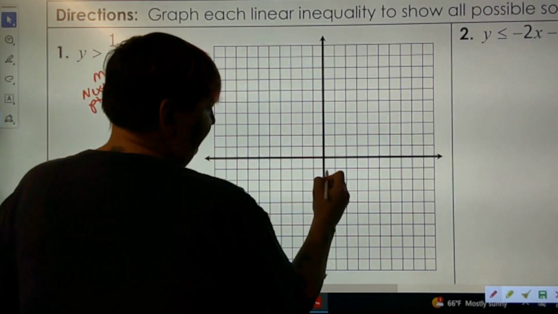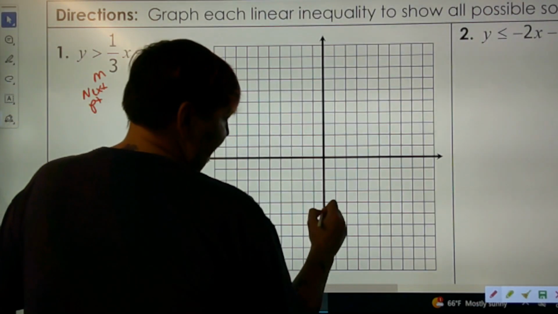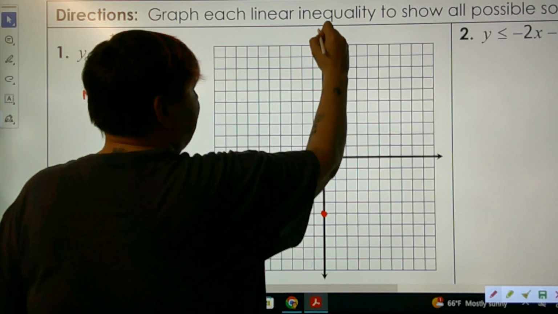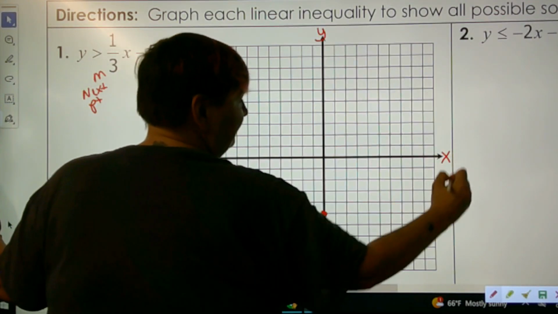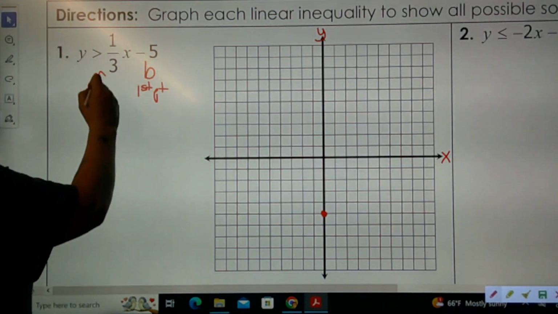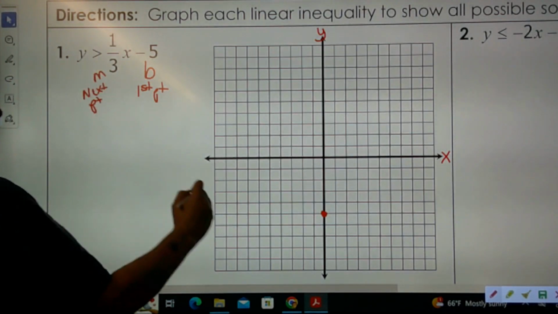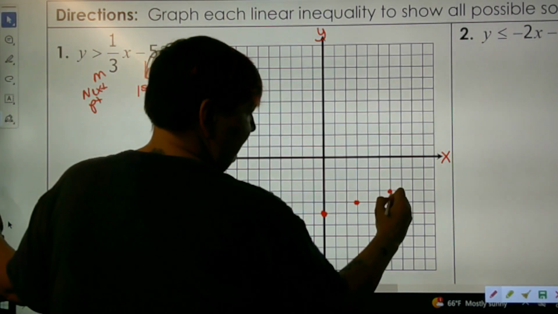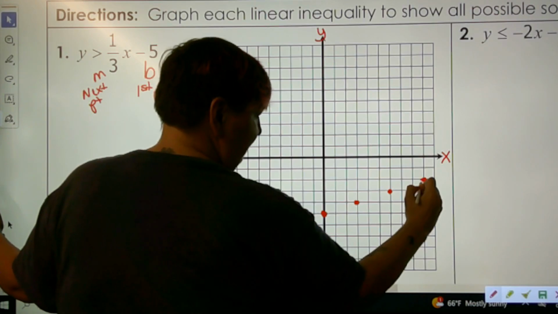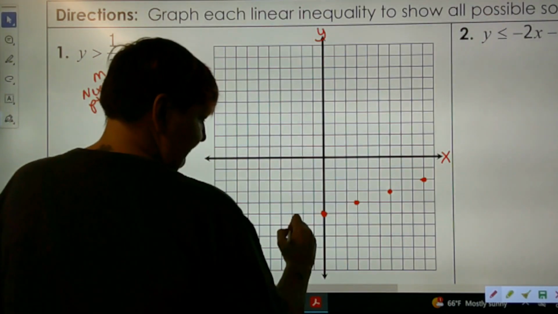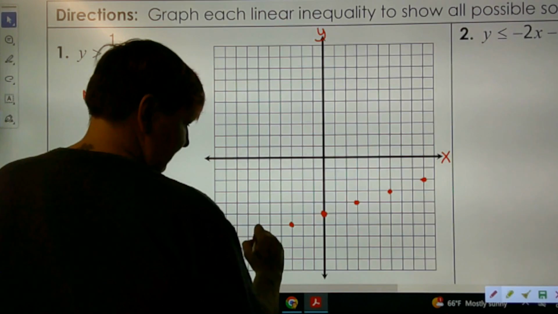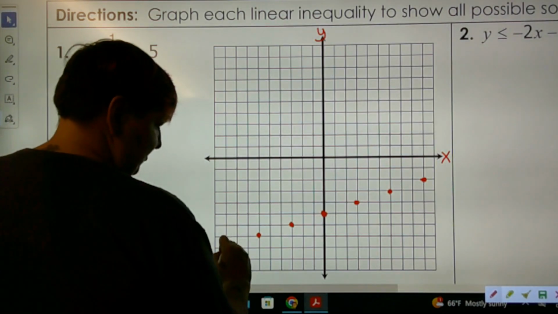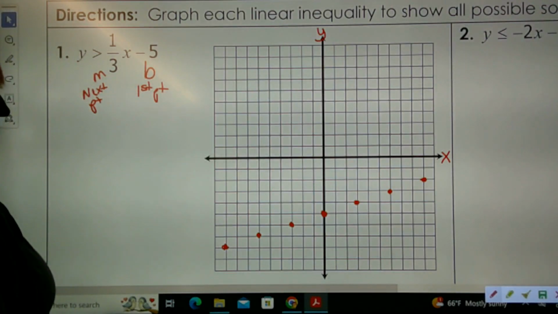-5, -1, -2, -3, -4, -5 on the y-axis. Next point, up 1, right 3. Up 1, right 3. Down 1, left 3. Don't judge me. I needed to put all the points.